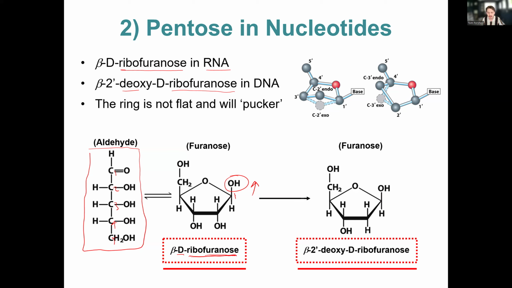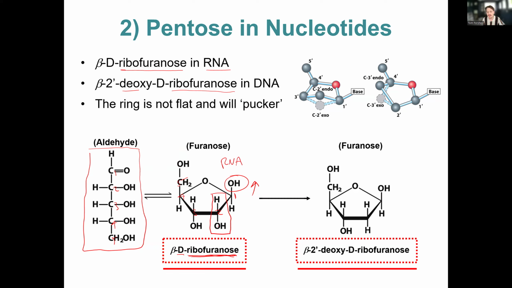Notice that when we get to position 1, 2, 3, 4, 5, look at position number 2. This is in the ribofuranose. This is of RNA.